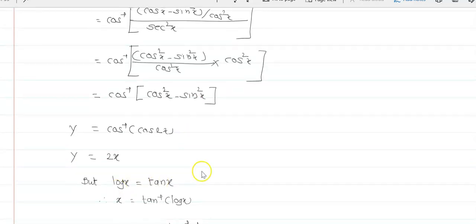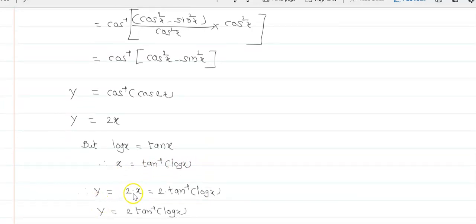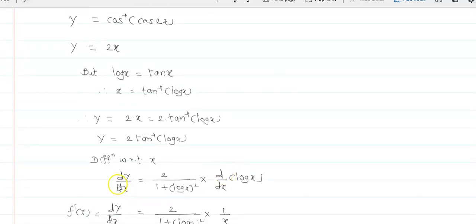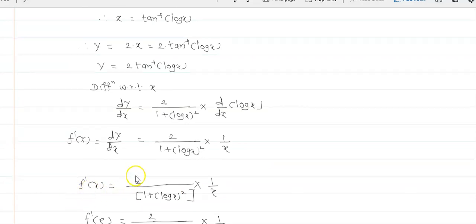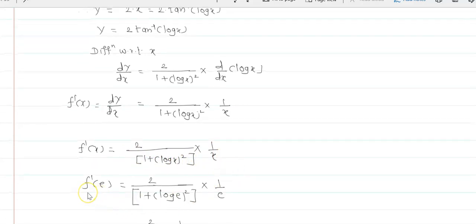But log of x is equal to tan of x, so x is equal to tan inverse of log of x. Substitute the value, that is, y is equal to 2x, which is 2 tan inverse of log of x. Now differentiate this. dy/dx is equal to 2 upon 1 + (log x)² into d/dx of log x, which is 1 upon x. Therefore, f'(x) is equal to 2 upon 1 + (log x)² into 1 upon x. Now we want the value of f'(e).